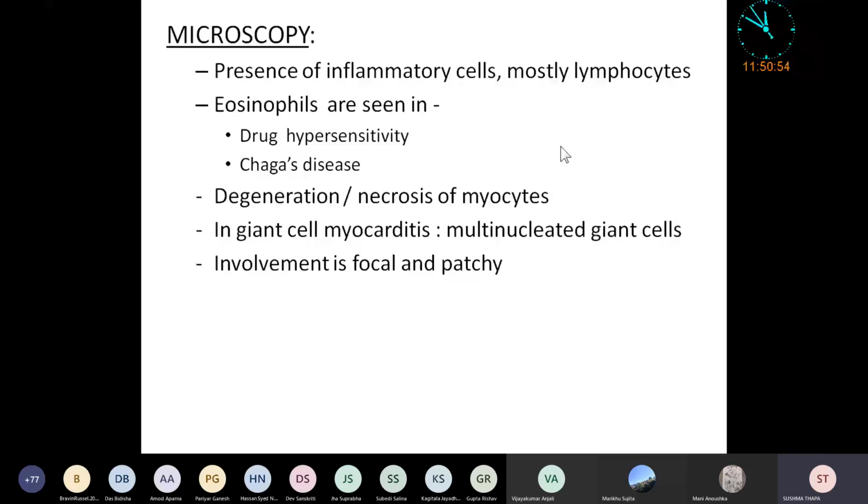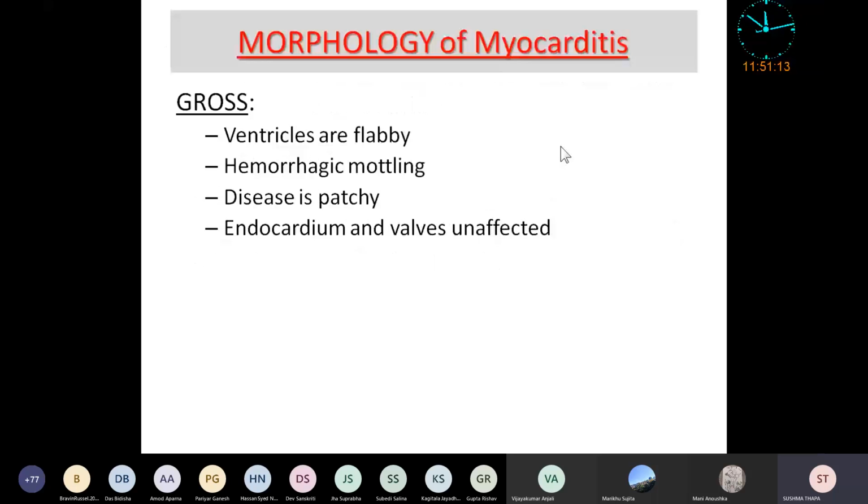So, in myocarditis, grossly the ventricular walls are flabby, and there may be mottling because of hemorrhage. There may be patchy discoloration, which is known as mottling, and the disease is patchy. Another important thing is that in myocarditis, the heart valves are generally not involved.